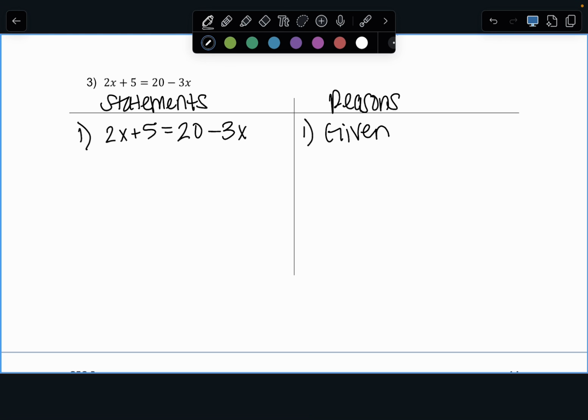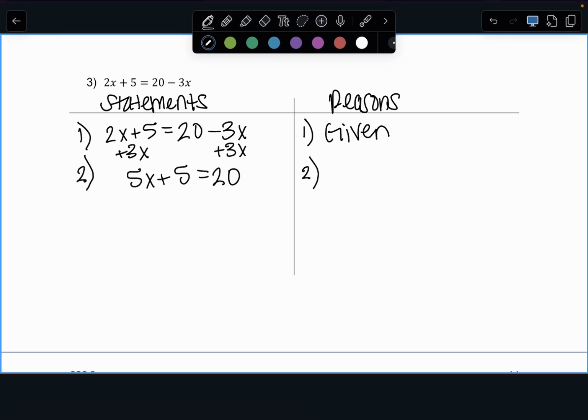So let's deal with the x's first. Which way should I move my x's, left or right? Left. If you moved them to the right and you wrote your proof out like that, that's fine. You'll get the same amount of points. It's correct. But I'm just going to choose to move them to the left. So what are you adding, Jordan? 3x. We're adding 3x to both sides. We get 5x plus 5 is equal to 20.